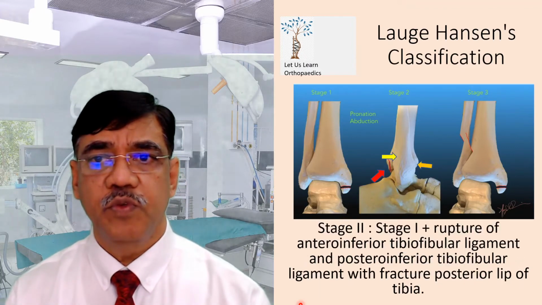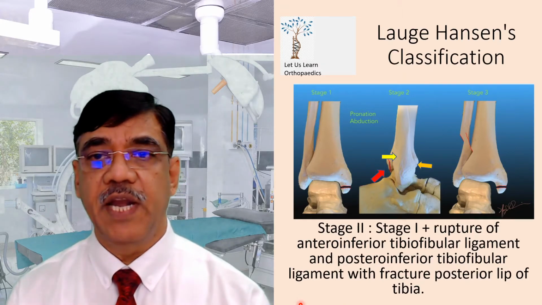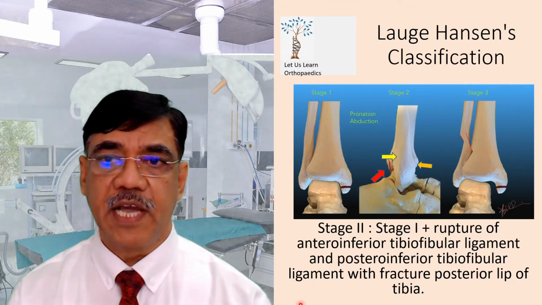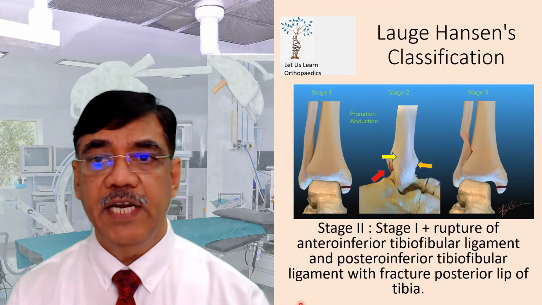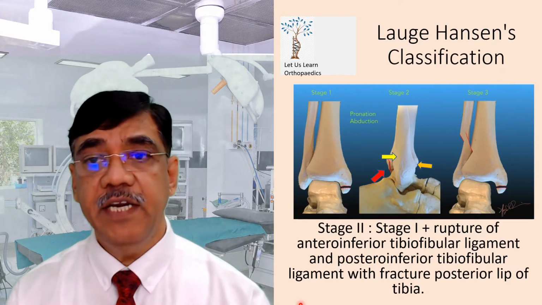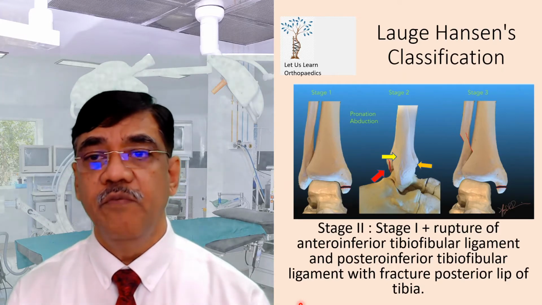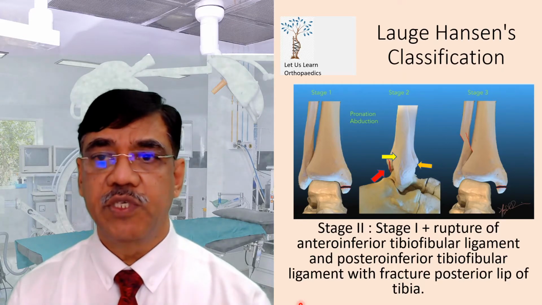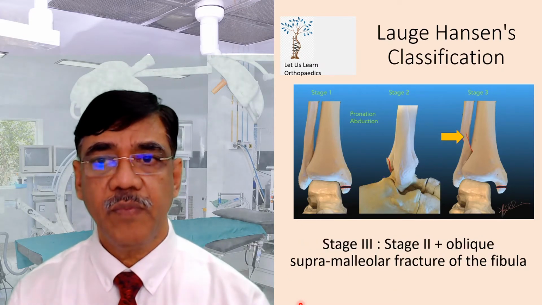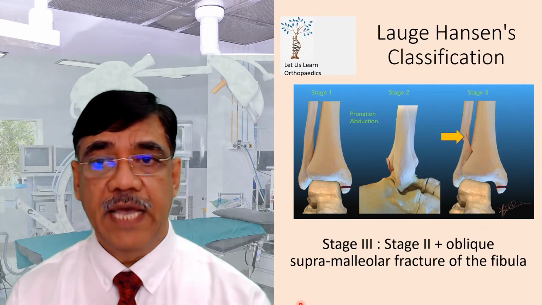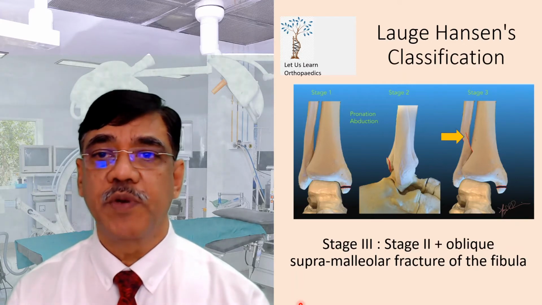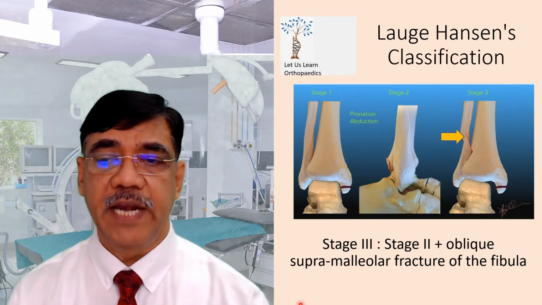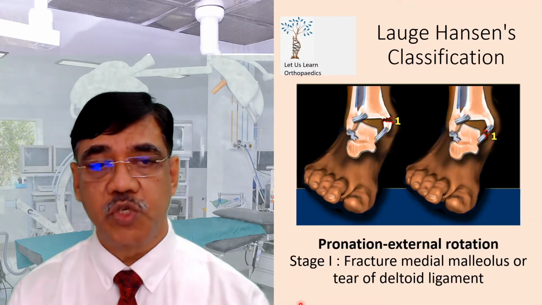Stage 2, stage 1 plus rupture of antero-inferior tibiofibular ligament. As the abduction continues, the talus pushes on the lateral malleolus, resulting in injury to the antero-inferior tibiofibular ligament and the posterior-inferior tibiofibular ligament with the fracture posteriorly of the tibia. In stage 3, as the abduction force continues, the oblique supramalleolar fracture of the fibula is added to the stage 2 injuries.